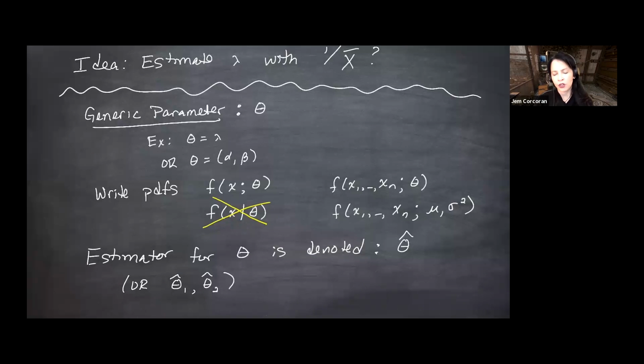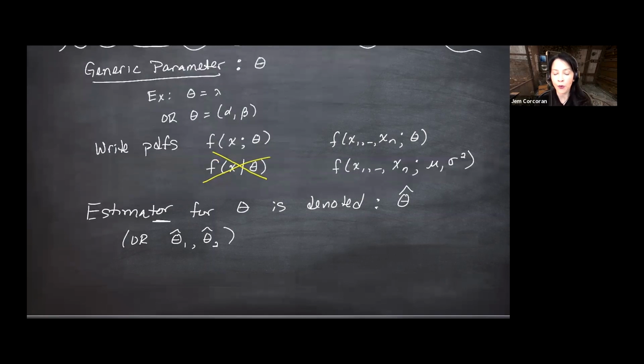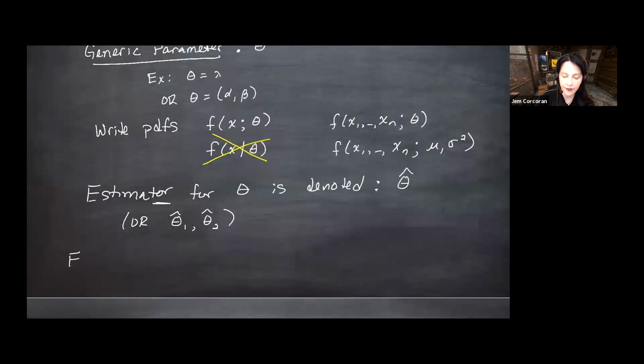And I use the terminology estimator as opposed to estimate. So an estimator, I'm going to stop saying it like that soon, is a random variable. It is a random quantity. So suppose we want to, actually, let me make this an example.